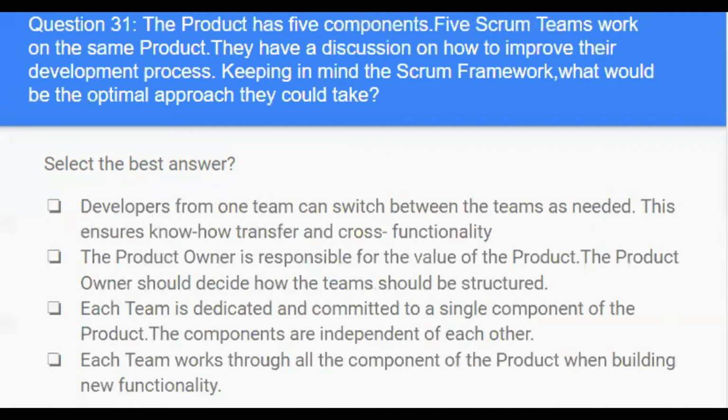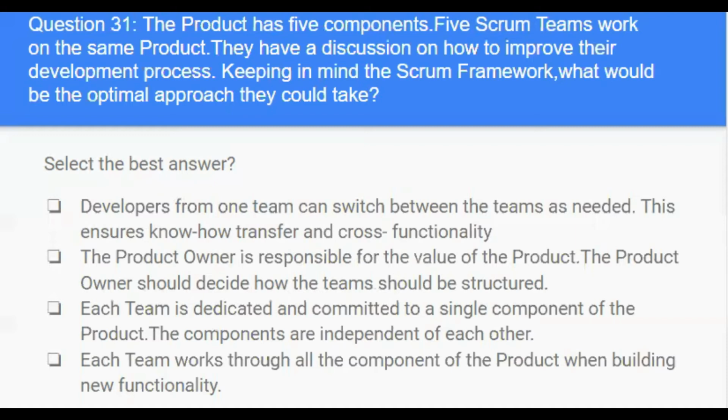Next question. The product has 5 components. 5 Scrum teams work on the same product. They have a discussion on how to improve their development process. Keeping in mind the Scrum framework, what would be the optimal approach they could take? Options. Developers from one team can switch between the teams as needed. This ensures know-how transfer and cross-functionality.